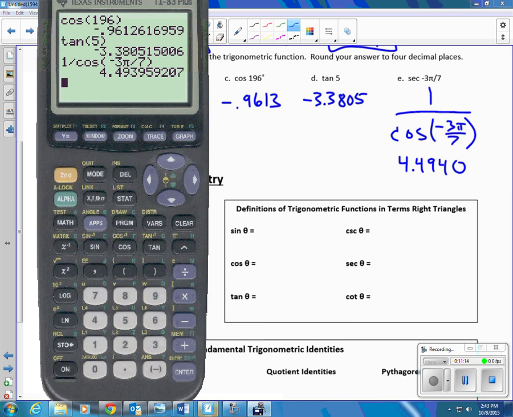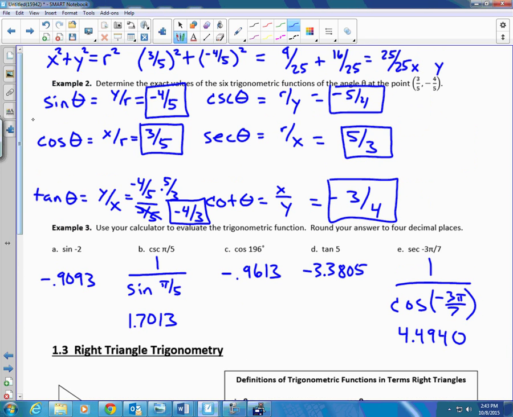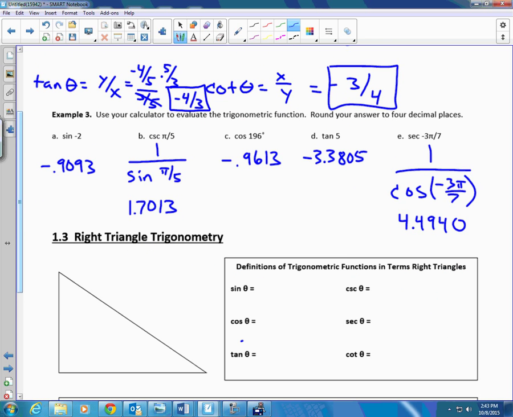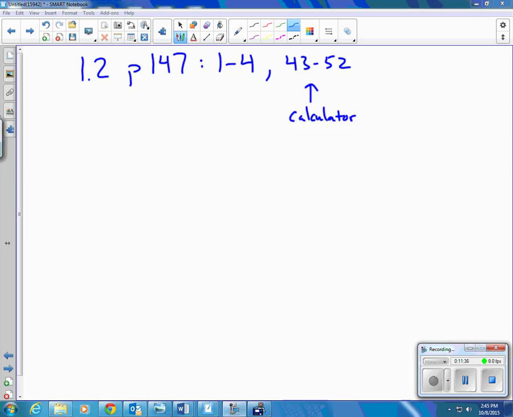So today, what did we learn how to do? We learned how to find the 6 trig values at a given point. And then we also evaluated trigonometric functions using a calculator. Okay? So, short assignment. Page 147, 1 through 4 are like the first problem that we did. And then 43 through 52, you use your calculator. Again, you have to come up with some type of calculator that has sine, cosine, tangent, other than your phone. That has to happen. Test time, I will not simply hand them out. Okay? Got to do that.